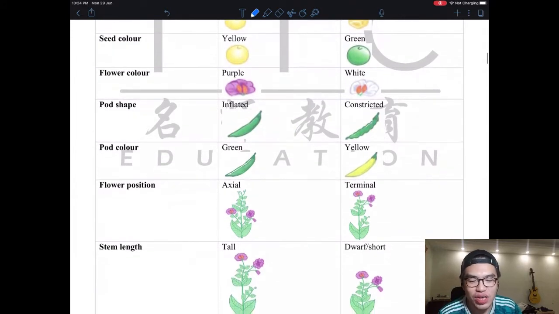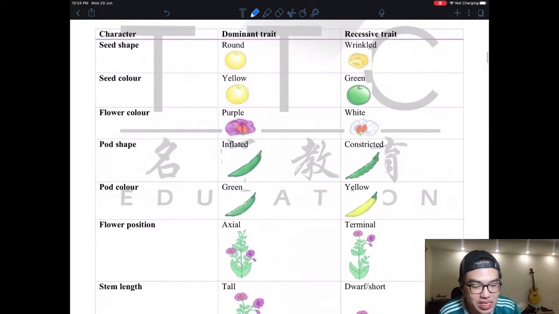For example, in this case he studied seed color, if I'm not mistaken. If I'm Gregor Mendel studying seed color, I don't care about other traits. I don't look at the seed shape, flower color, pod shape, pod color, flower position, stem. I am only looking at the seed color. Let's say I'm studying humans about height. I only care about the height. I don't care about the skin color, hair texture, earlobe, fingerprint, whatever. I'm only studying the height.